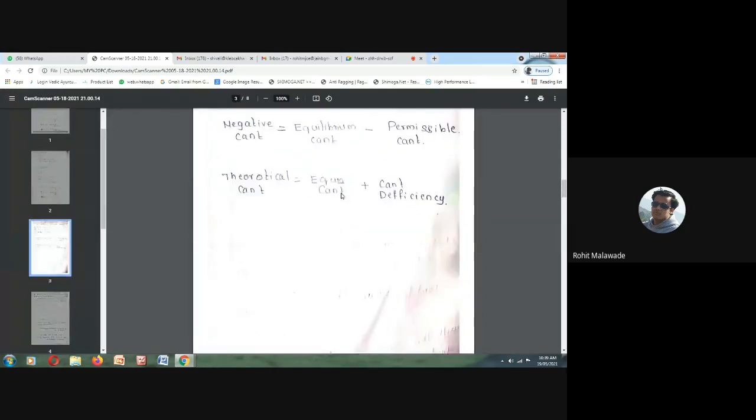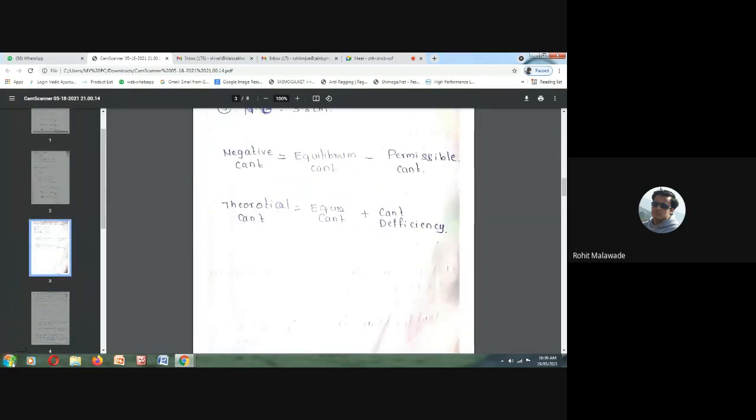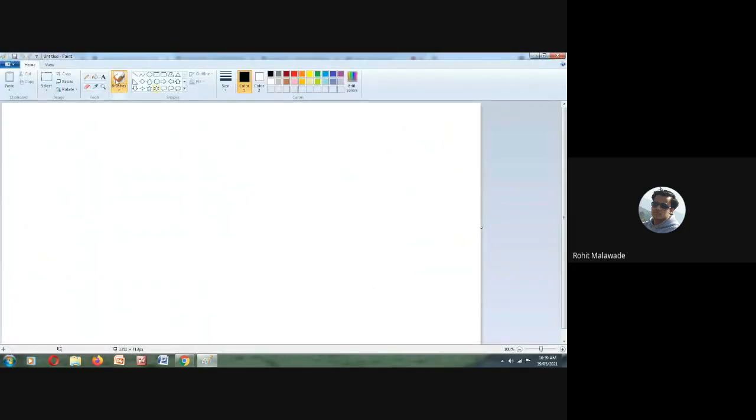Now, one thing that you need to remember in case of branch lines. One thing you need to remember in your branch line. Now, suppose this is your main line.